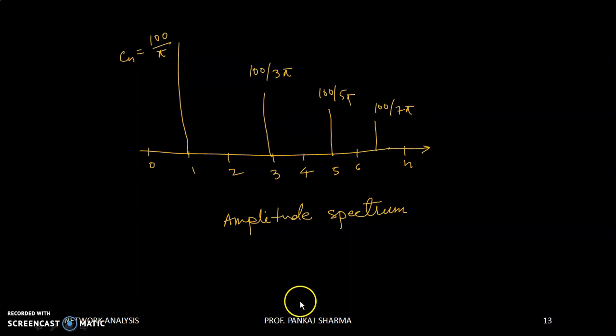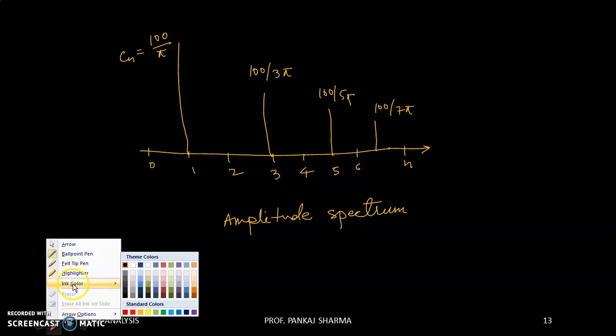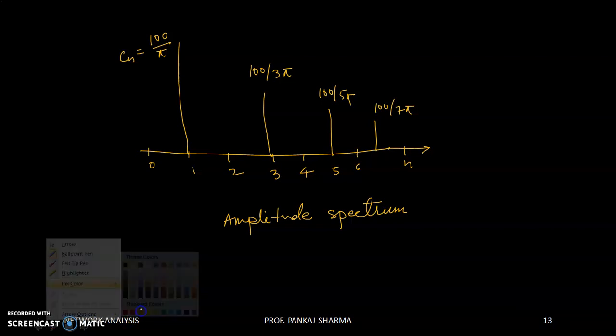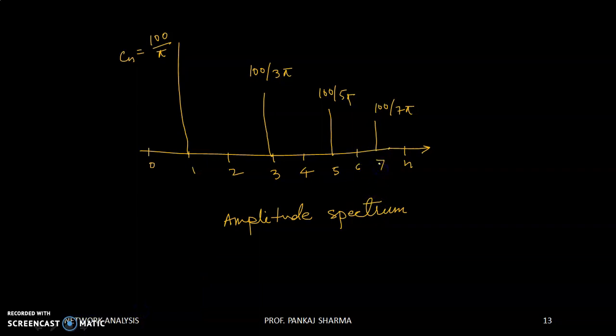So this is your amplitude spectrum. Cn for n equal to 1 is 100 upon pi. Cn for n equal to 3 is 100 by 3 pi. Likewise, at n equal to 5 it is 100 by 5 pi, and at the 7 position it is 100 by 7 pi.